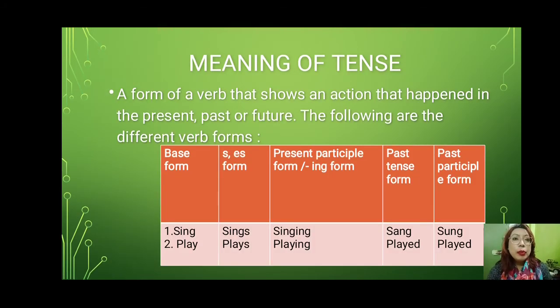So first and foremost, what is the meaning of tense? You need to know what tenses are. It's a form of a verb that shows an action that happened in the present, past or future. So what is a tense? It is one of the forms of a verb in a sentence that tells us that some action has occurred, and it tells us about the time, whether it has occurred in the present, past or in the future.